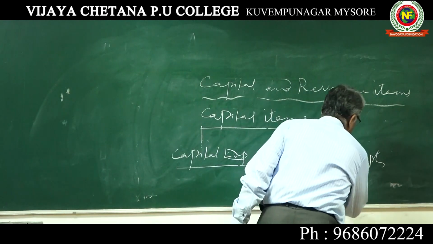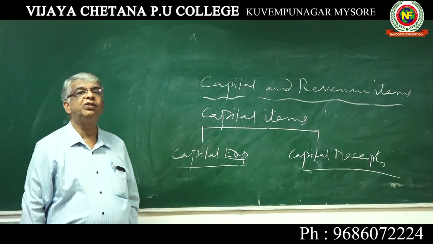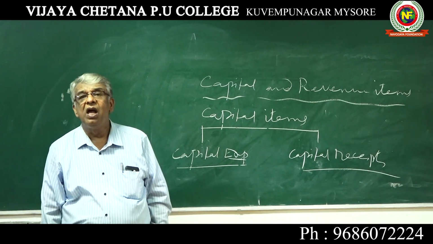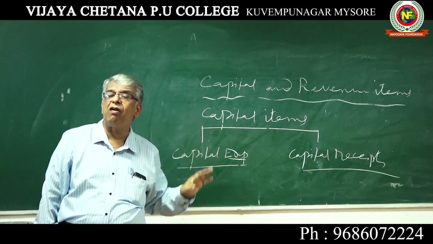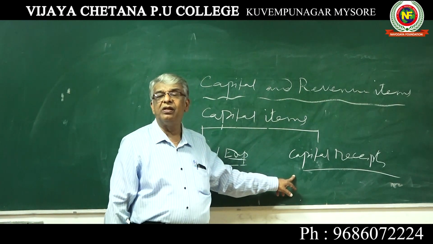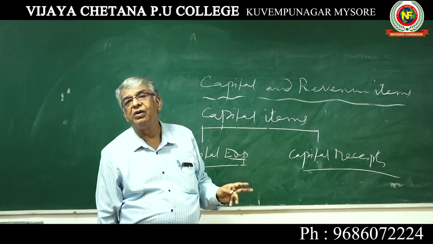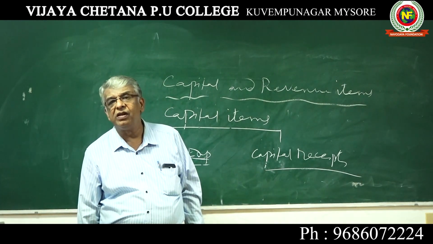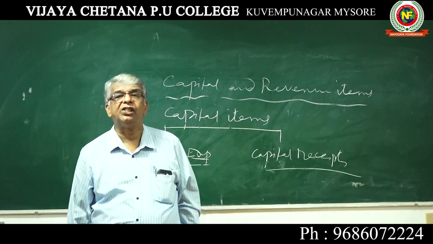And now, what are capital receipts? Capital receipts are those receipts which are received rarely by a non-profit organization, such as, you know, donation received, legacy received, lottery prize amount received. Because these capital receipts you are not going to receive every year or every month. They are going to be received rarely by a non-profit organization.